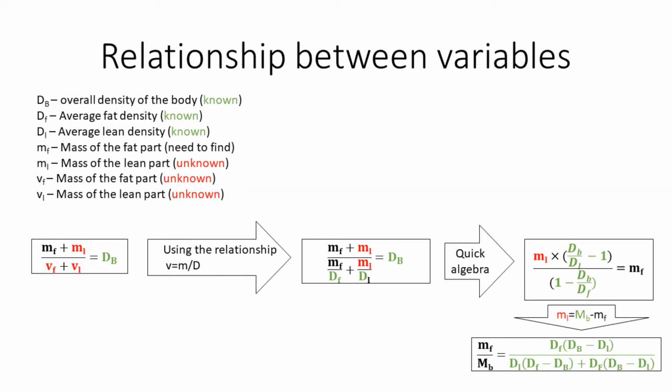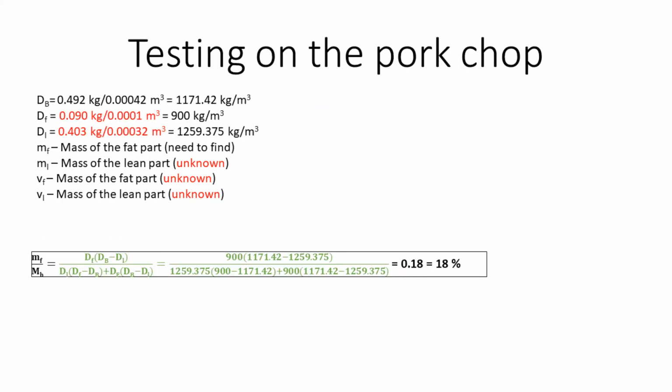We can test it by using the values that we obtain from pork chop measurements, and we can assume that we do not know the masses and volumes for fat and lean parts of the pork chop, only the final results of the calculation. We substitute those values into the equation and we find that the pork chop has a body fat percentage with value 18.